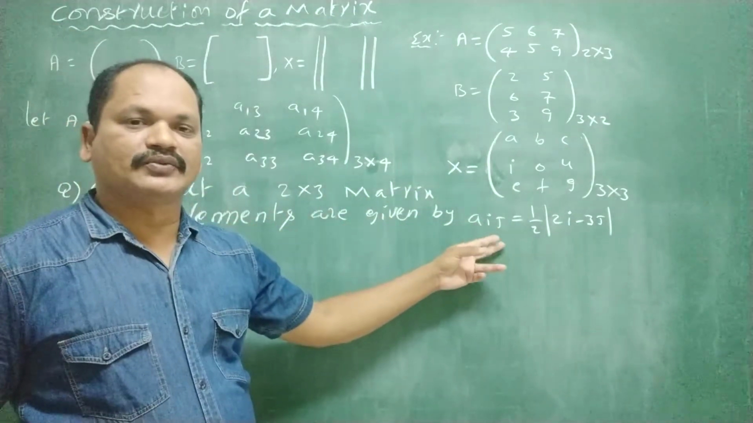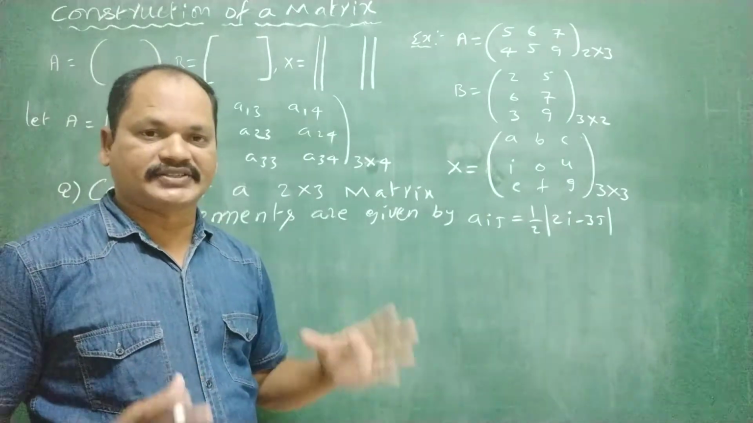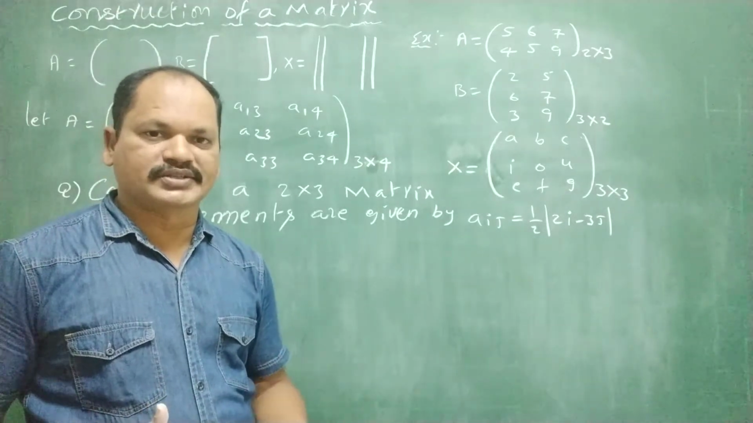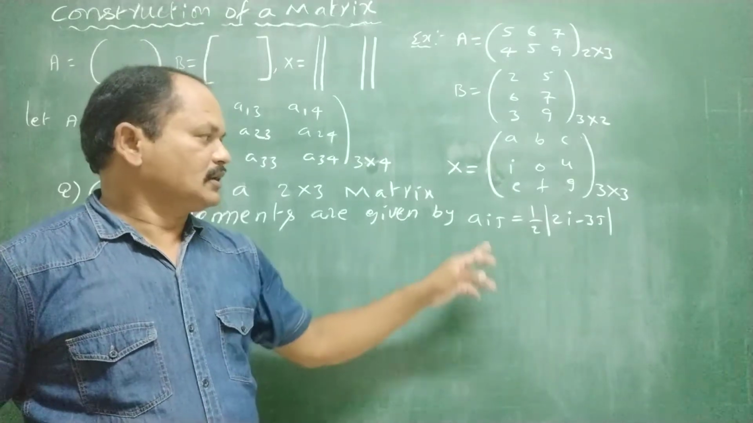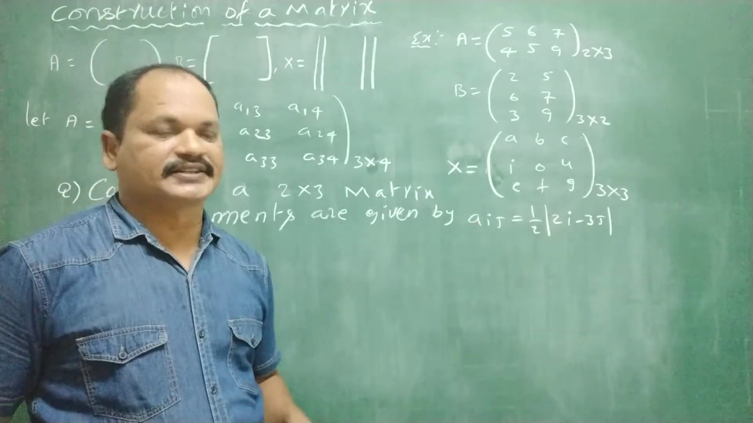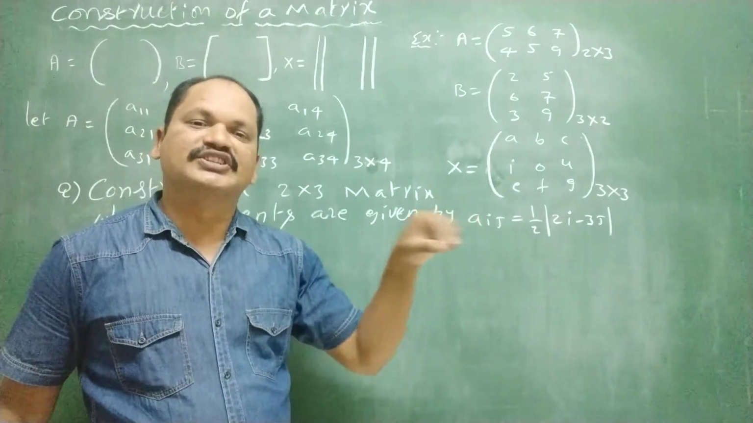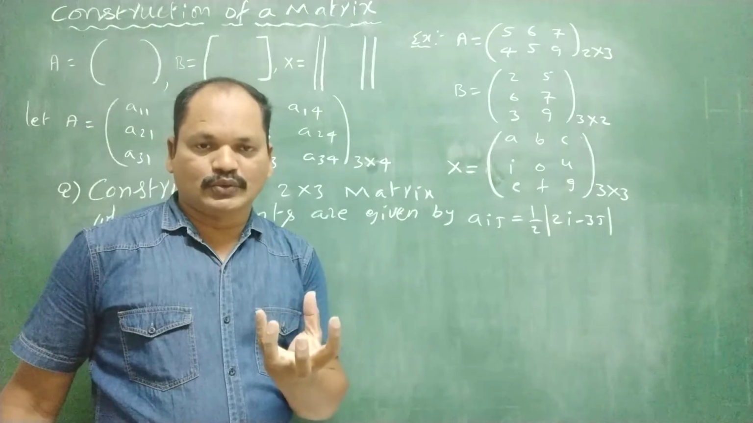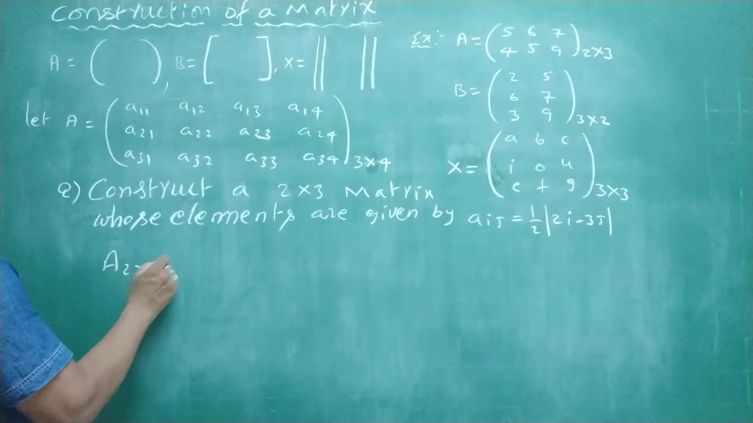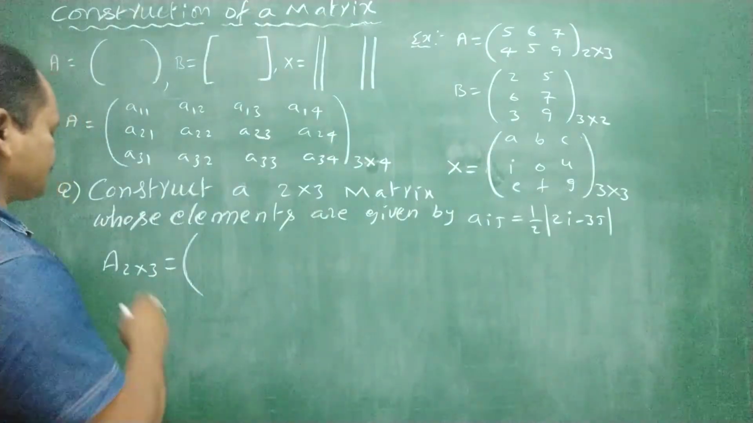From this condition, we have to identify the 2 by 3 matrix. We have to find the matrix of order 2 by 3. That means the required matrix contains 2 rows and 3 columns. Now observe, Aij represents an element in the matrix, the element of the ith row, jth column. Now we require 2 rows and 3 columns.